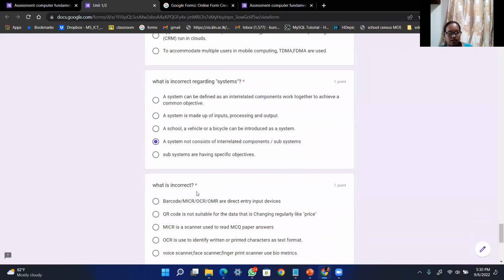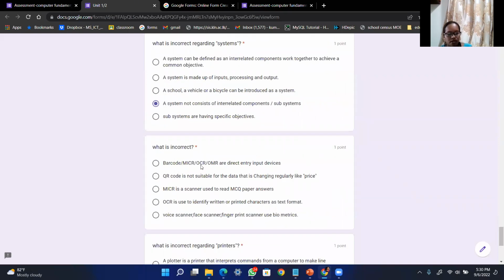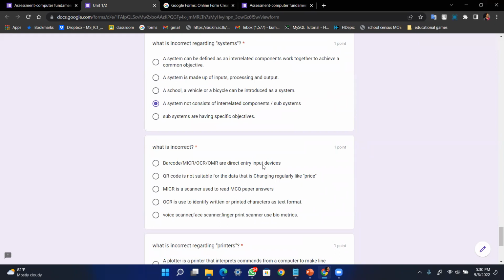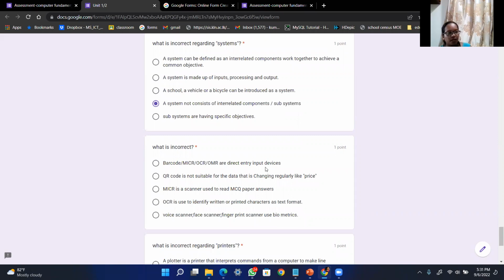What is incorrect? Barcode, MICR, OCR, OMR are direct entry input devices. Correct, teacher. Yes, direct entry means the devices capture the data without or with less interference of people. That means using devices without involving, or with little involvement of, people to input data.